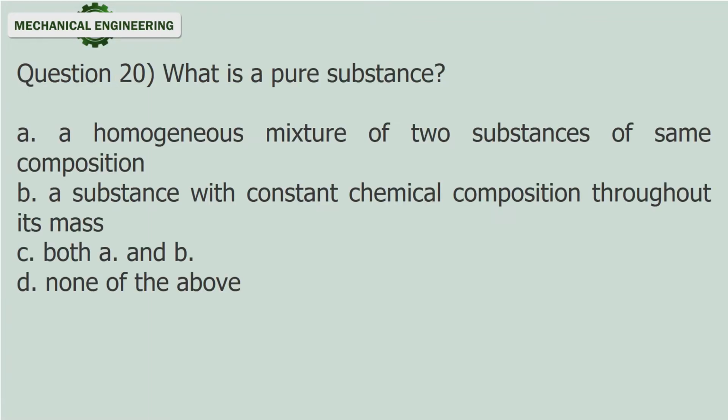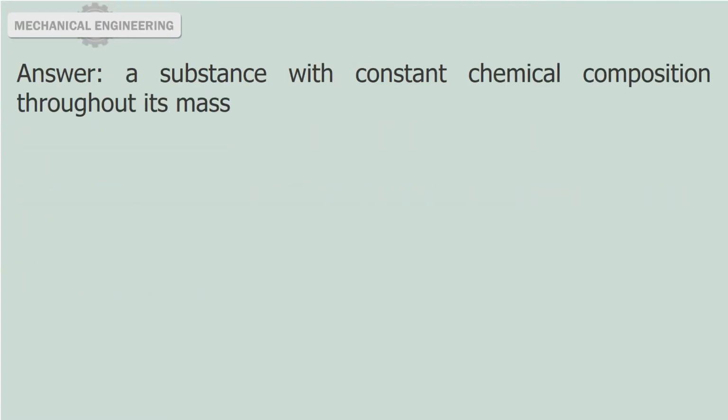Question 20. What is a pure substance? A. A homogeneous mixture of two substances of same composition. B. A substance with constant chemical composition throughout its mass. C. Both A and B. D. None of the above. Answer: a substance with constant chemical composition throughout its mass.